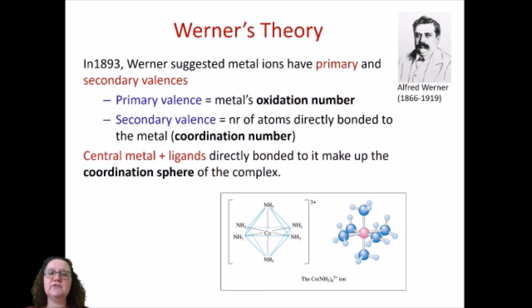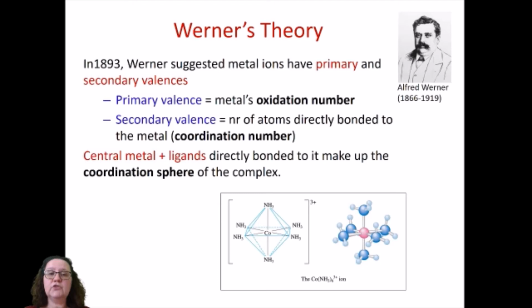Werner put together the first theory that tried to explain this mystery. In the late 19th century, Werner suggested that metal ions had 2 valences, a primary valence and a secondary valence. The primary valence is what we call the oxidation number, so copper 2, chromium 3, etc. And the secondary valence was the number of atoms that were directly bonded to the metal. He called that the coordination number.